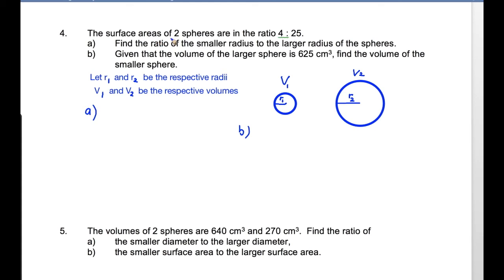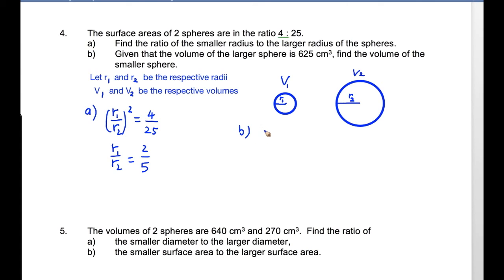We are given the ratio of the corresponding surface areas, which is 4 over 25. And in part A, we want to find the ratio of the radii. We know that for similar figures, the ratio of their radii squared will give us the ratio of the areas. Therefore, we take the square root to find the ratio of radii, which is 2/5.